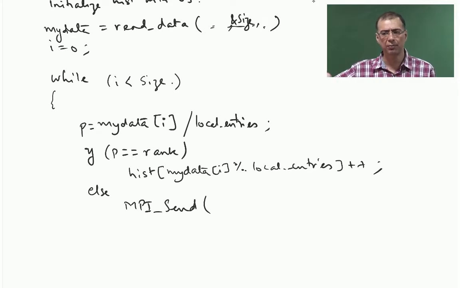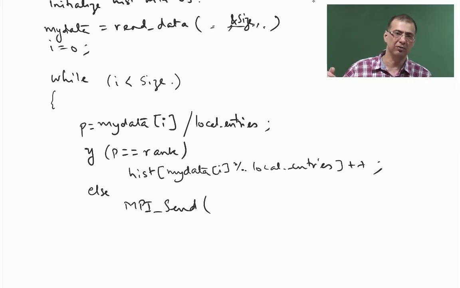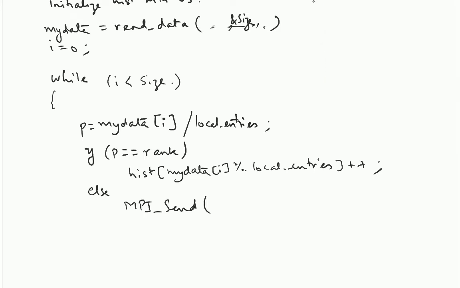The receiver can use MPI_Irecv. So these can be used in any combination. It's not that if you've posted an MPI_Send, that data has to be received using an MPI_Recv, and if you've posted an MPI_Isend, it has to be received using Irecv. That's not the case.